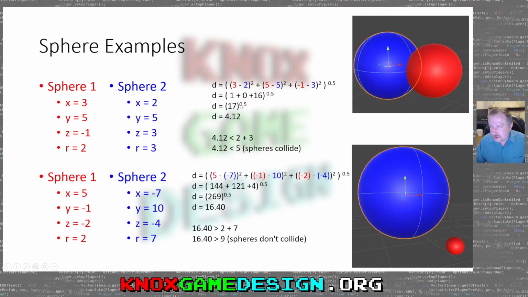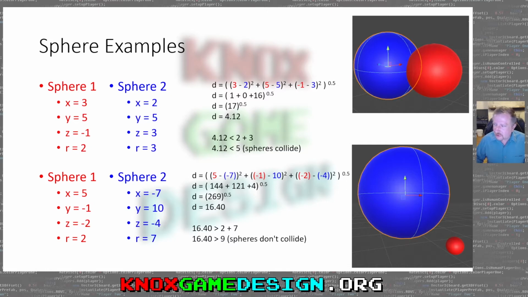So again, if you watched the last presentation, if you don't have a square root function in your game programming language or your game framework or your game API, then you can always use power to the 0.5. That will give you the square root.